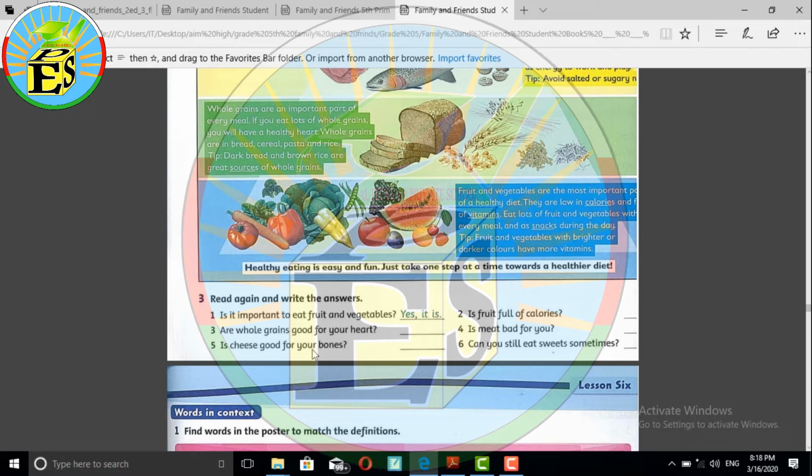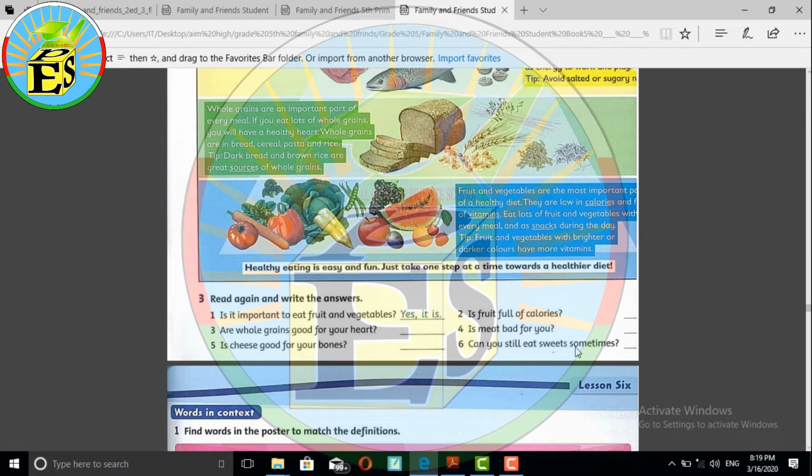Number 5. Is cheese good for your bones? Remember, try to remember, think. Cheese, yogurt, milk contain calcium. Our bones and teeth contain calcium. Okay, remember? So, if you eat cheese, it will be very good for your bones and teeth. So, if he asked us, is cheese good for your bones? You will say, yes, it is. Go to question 6.